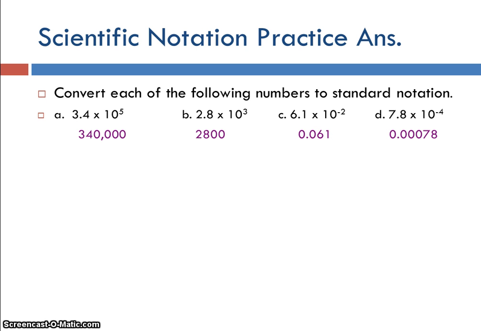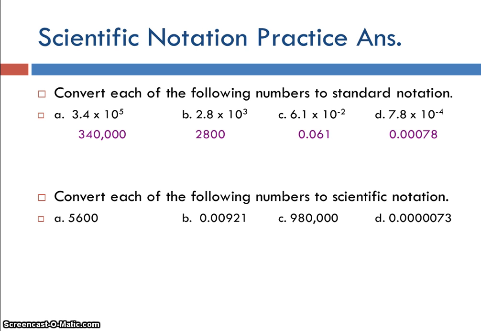And once you finish all 4 of them, check your answers and make sure you got the same thing that I did. Notice that for letter B, it's a number greater than 1 because the exponent is positive. For letter C and D, it's a really small number because they both have negative exponents. So in that case, I took the decimal and moved it to the left instead of to the right to make it a small number.